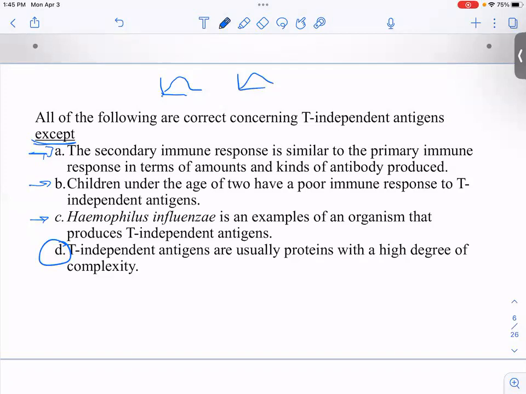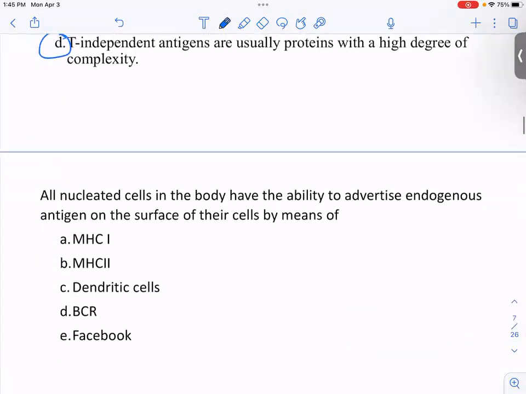With a T-dependent response, you get the secondary response. You get much more antibody faster. Remember, different kinds of antibody. It will switch. You'll have an IgM and then switch into IgG, for example. Okay. All right. Couple more.